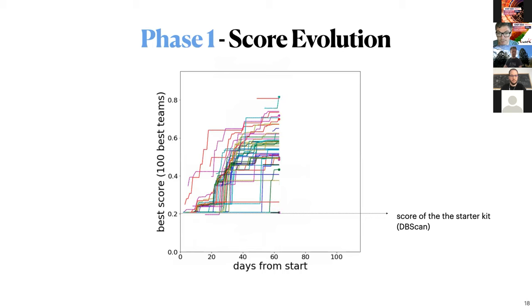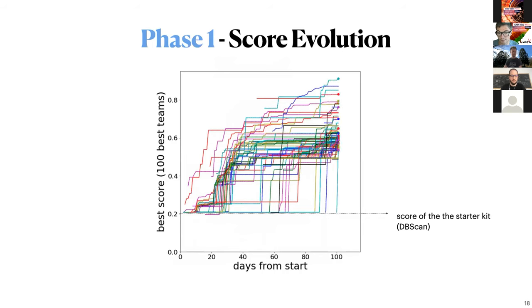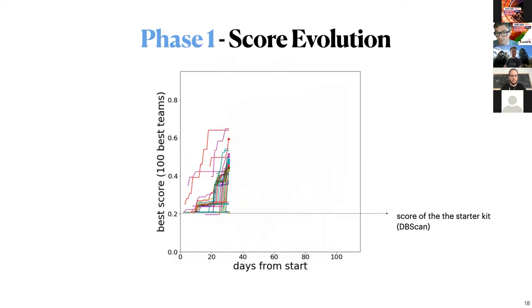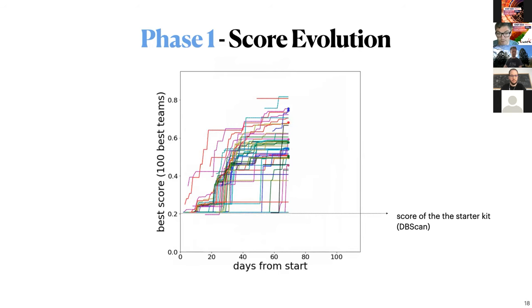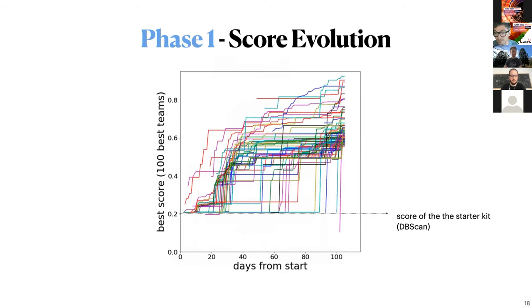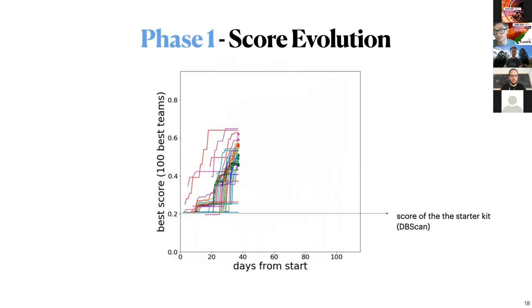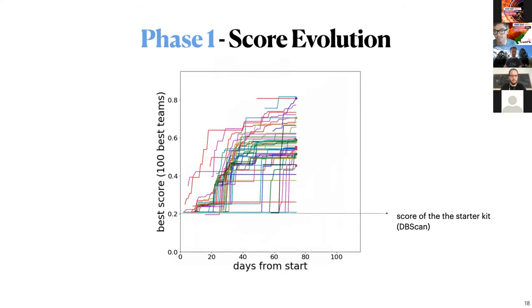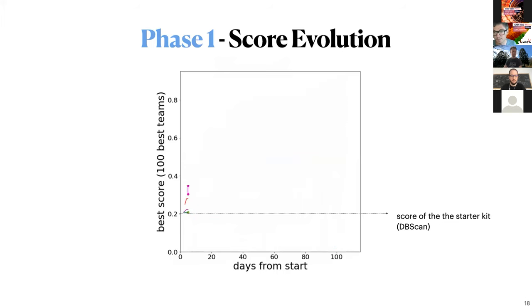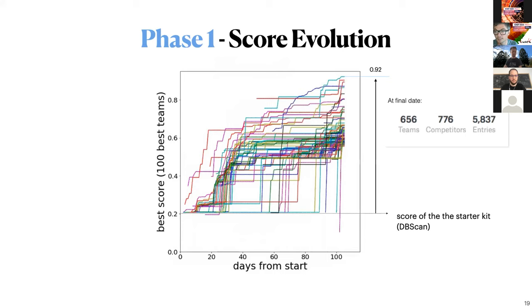And you can see that immediately, so we gave a starting kit that gave a really low score of about 20%. You can almost read that as 20% tracking efficiency. It's not entirely correct due to the weighting. But you can see how fast the score developed. And at the end, we had roughly 650 or 700 teams submitting with the final score of 0.92, which is an amazing score to quote with.